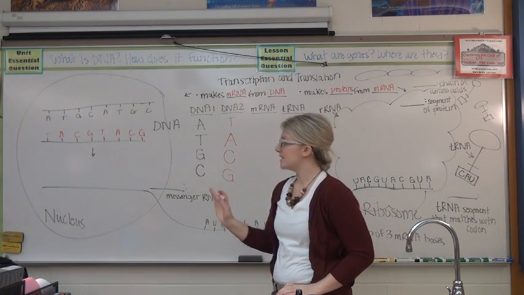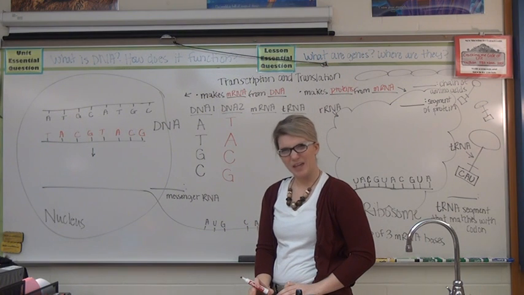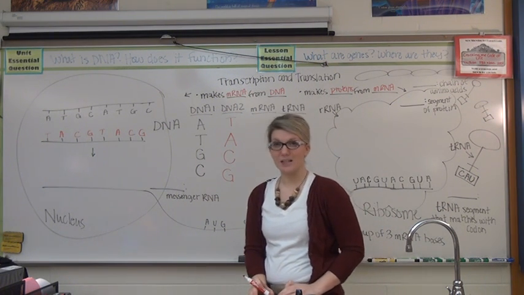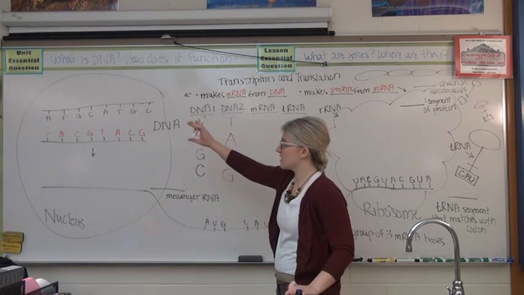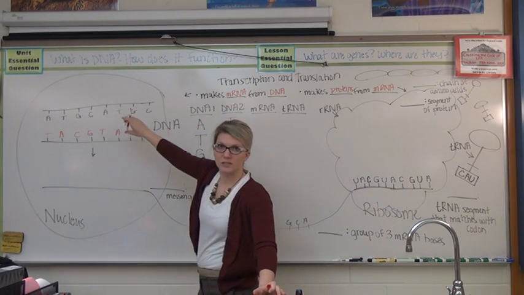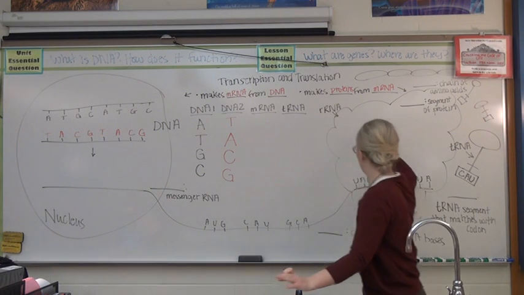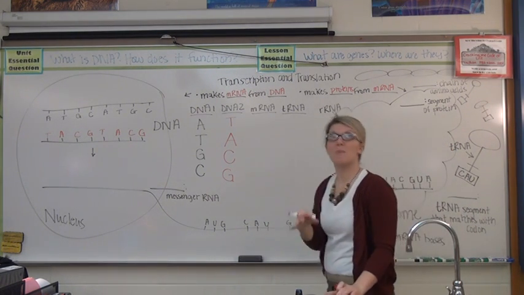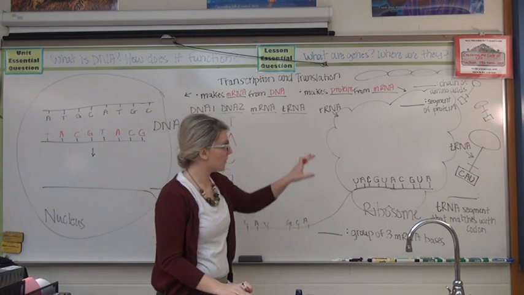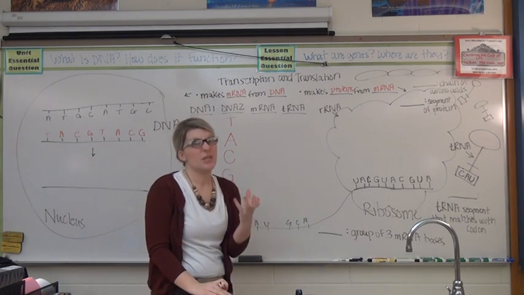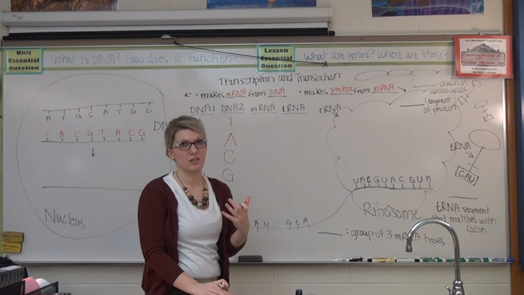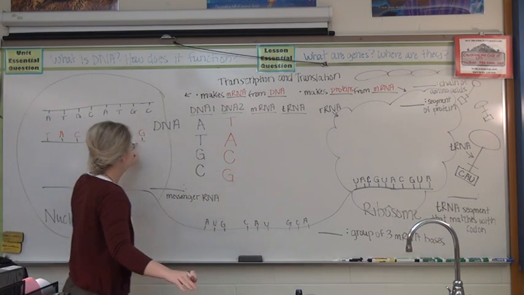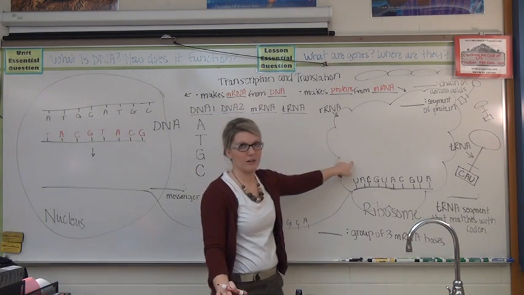Now, this DNA is stored in the nucleus, but we can't make proteins in the nucleus. So what has to happen is we have to have this code that the DNA makes with these bases get to this guy over here, called the ribosome. If you remember from when we were talking about the parts of the cell, the ribosome is the cell part that actually makes the proteins. So we have a code here, and we need to get it over here.